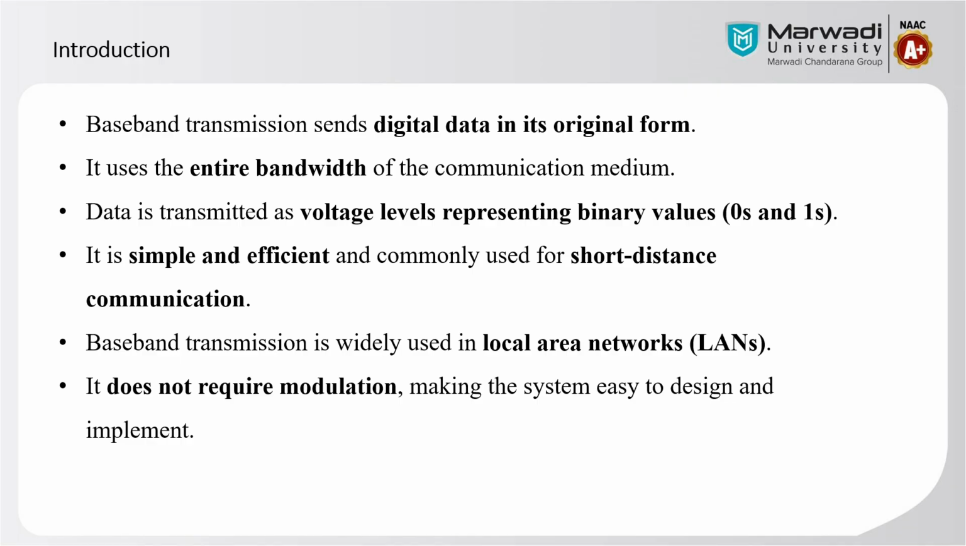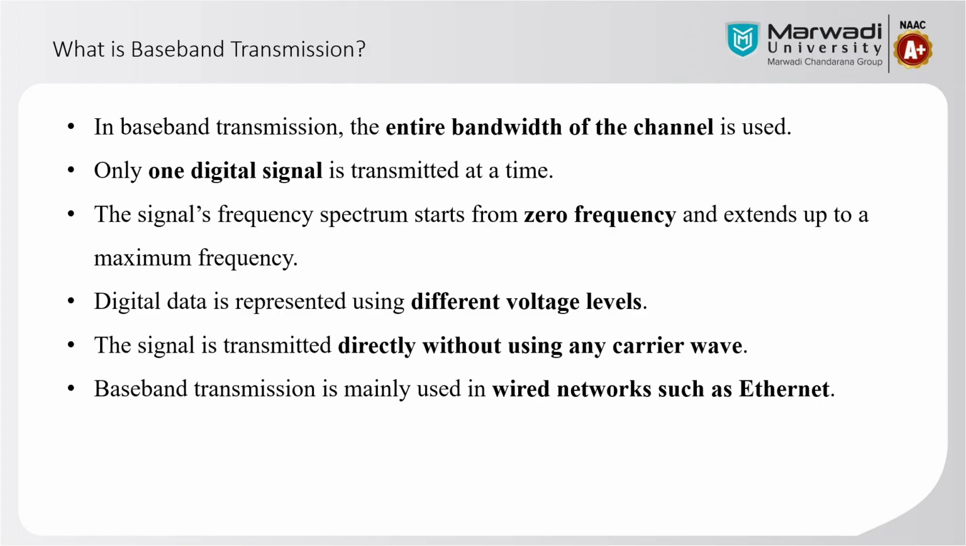It is commonly used in local area networks such as Ethernet because it does not require modulation, making the system easy to design. Next, what is baseband transmission? In baseband transmission, only one digital signal is transmitted at a time using the full channel bandwidth. The frequency spectrum of the signal starts from zero frequency and goes up to a maximum frequency.